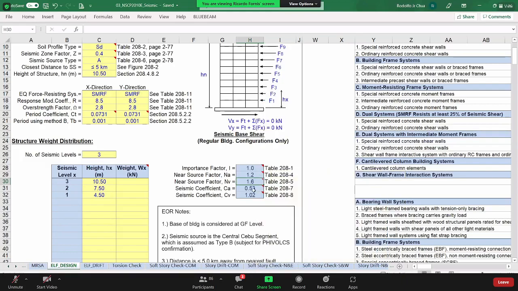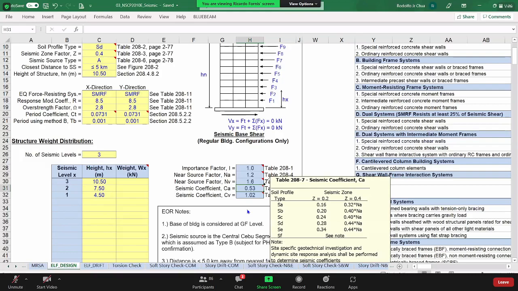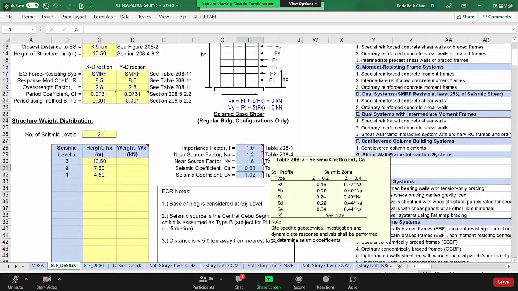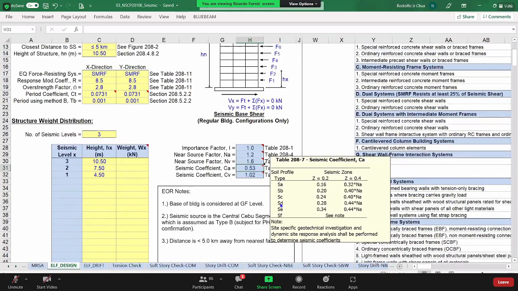Right. So ang next ma-compute na to are the seismic coefficients CA and CV. So ang CA and CV are relative to NA and NV and also to the soil profile type. What's my assumption na to first? So we assume that the soil profile type is SD. And then the seismic zone, since we considered Cebu City, it's zone 4, meaning 0.4 g ang atong assumption. So ato lang nang i-match SD and 0.4.